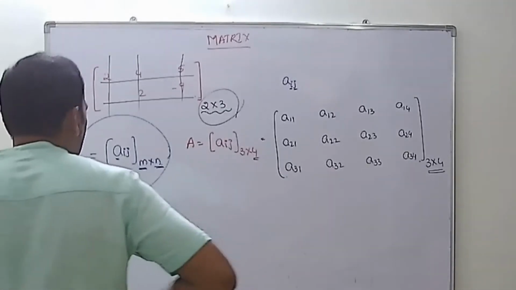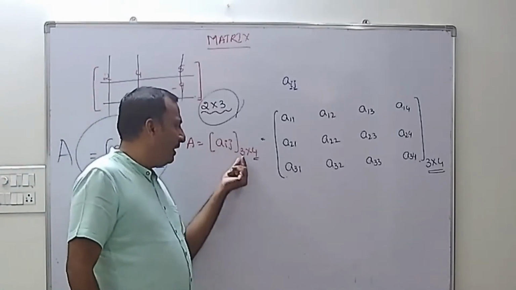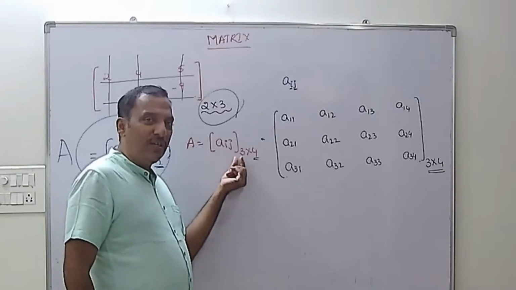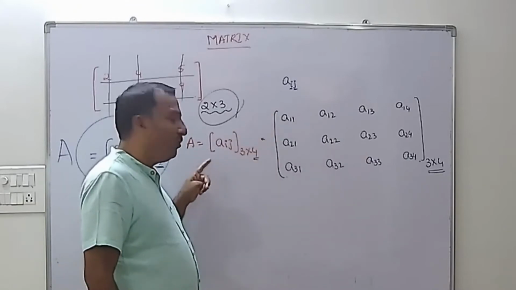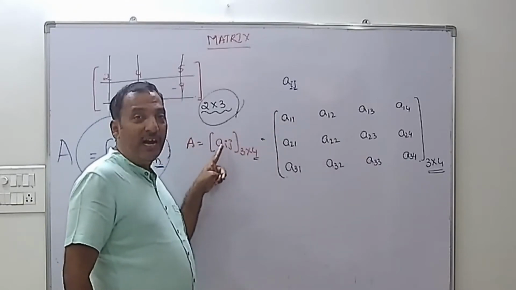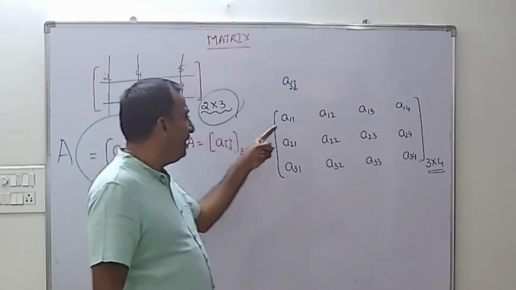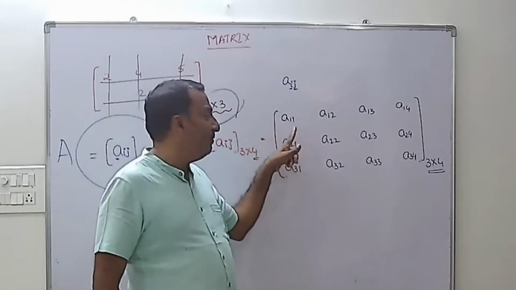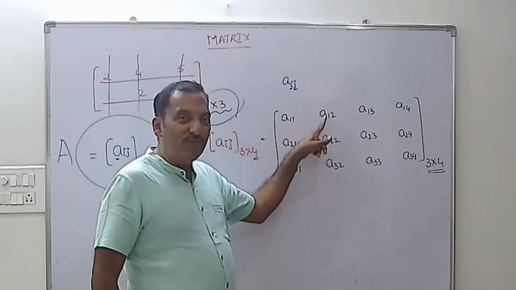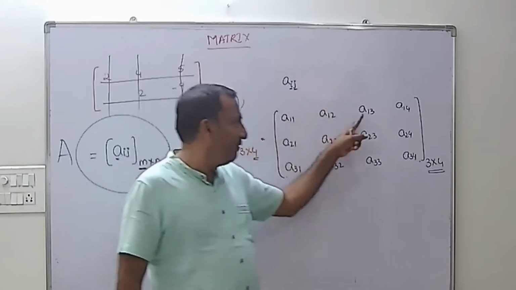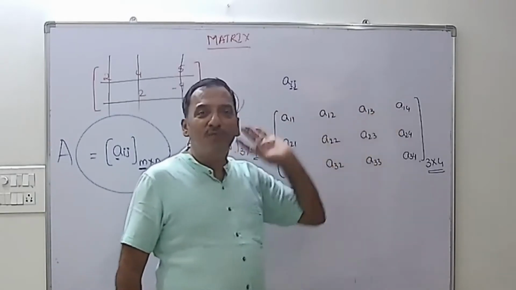Okay, example ఇక్కడ రాసాం కదా, capital A is equal to Aij 3/4. ఫస్ట్ ఎన్ని rows ఉన్నాయి? 3 rows. ఎన్ని columns ఉన్నాయి? 4 columns. 3 rows 4 columns. ఓకే, ఇది Aij. I అనేది రో నెంబర్. J అనేది కాలమ్ నెంబర్. A11 అంటే the element belongs to first row, first column. A12 first row, second column. A13 first row, third column. A14 first row, fourth column.